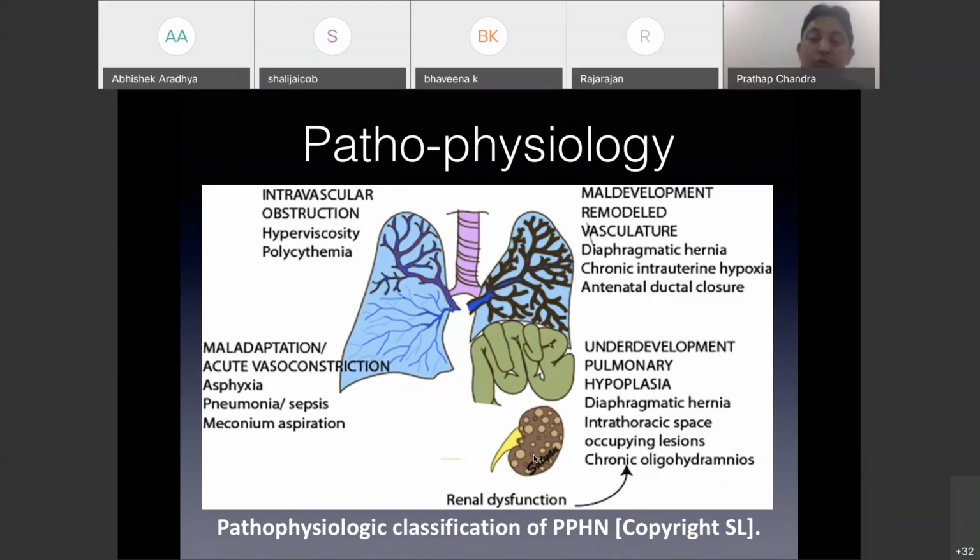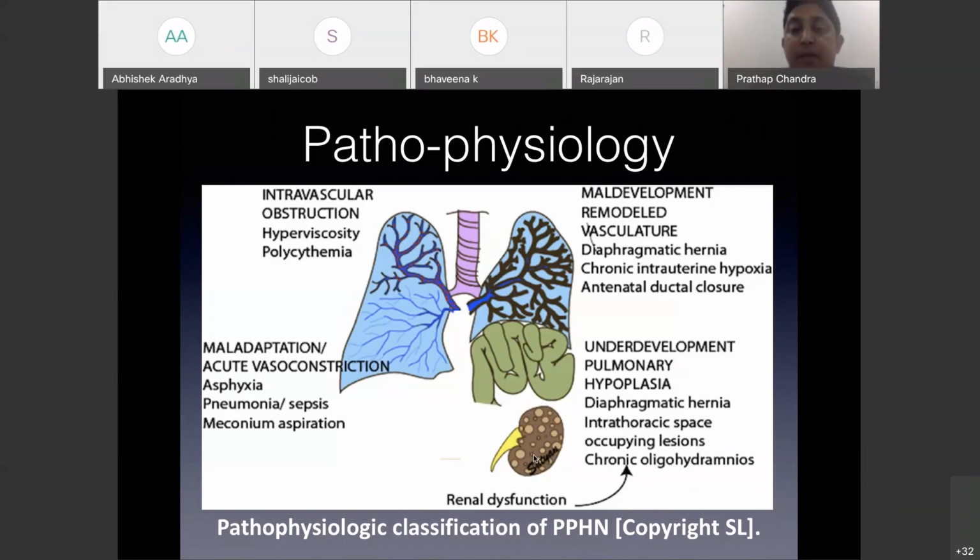So this is how we can easily divide it, and in each one of them, the management aspect can be different. Therefore, I would like you to concentrate on this slide and make sure you understand this, because the way that you manage these babies might be different, right? Moving on.